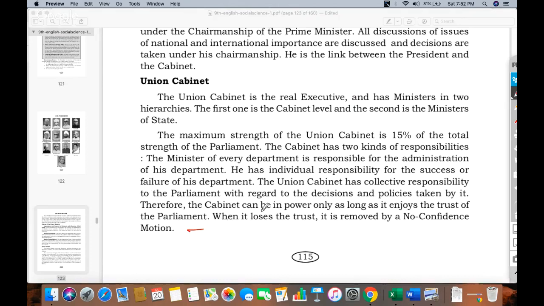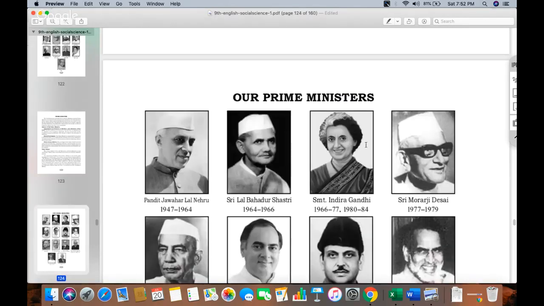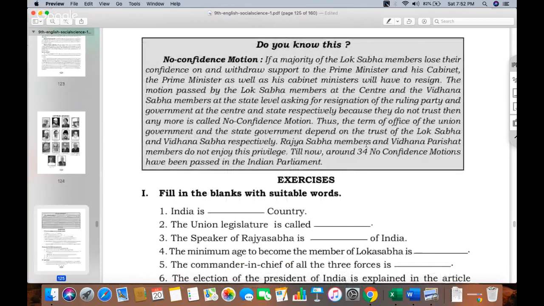The cabinet can be in power only with the trust of the parliament. Trust of the parliament means 272. This number is important. When it loses the trust, it is removed by a no confidence motion. So as simple as that. A no confidence motion comes against the government, not against any particular minister. So this is the end of the chapter. No confidence motion has been written. Just read about it, and then I'll wrap up the session.